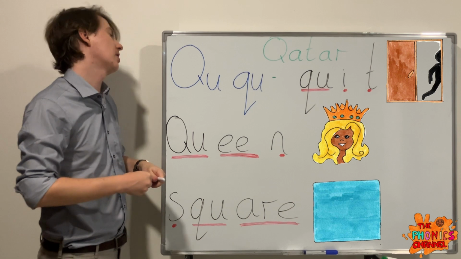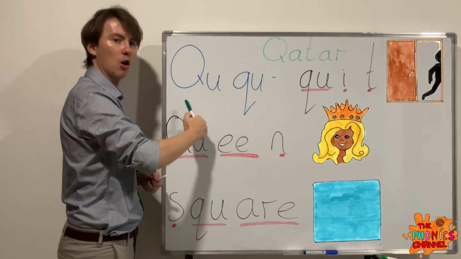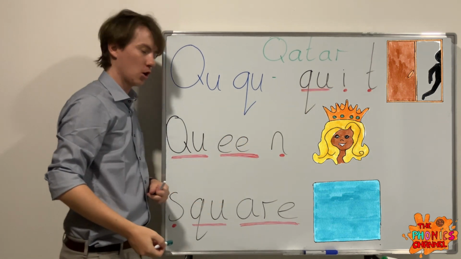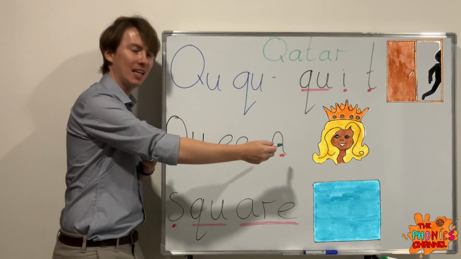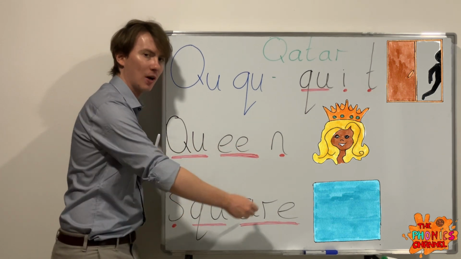Okay, so let's go over our qu sounds and words. Everyone say qu, qu, quit, qu, it, quit, queen, queen, queen, and square, square, square.